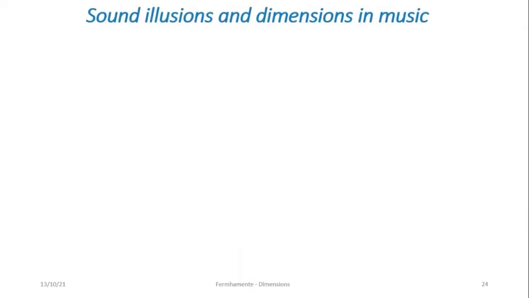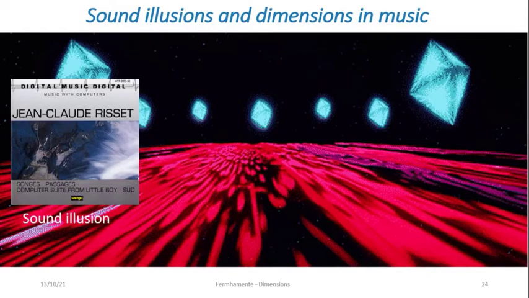Now, we have just seen how pitch space is somehow compared to an optical illusion that was created by Roger Penrose, the Penrose stairs. Now, there are also illusions in sound. One example is the sound illusion created by Jean-Claude Risset in his piece Computer Suite from Little Boy. And actually, it is the piece called Fall, which illustrates the dropping of an atomic bomb. And what we can hear is a continuously falling frequency, or it's the illusion of a continuously falling frequency. I will play the example.